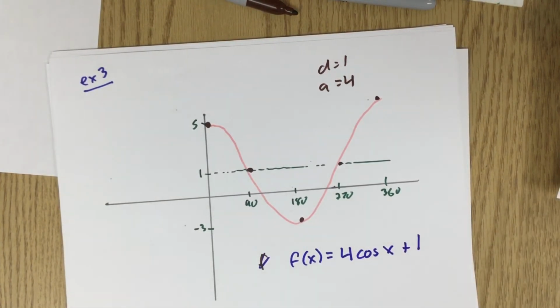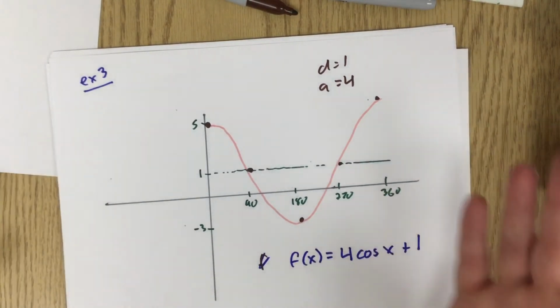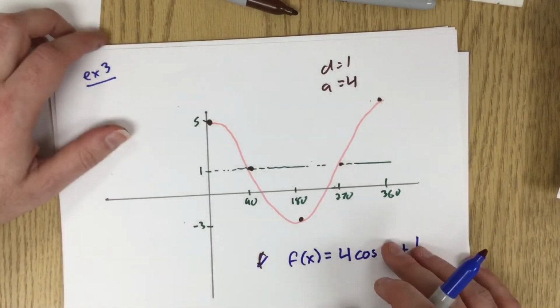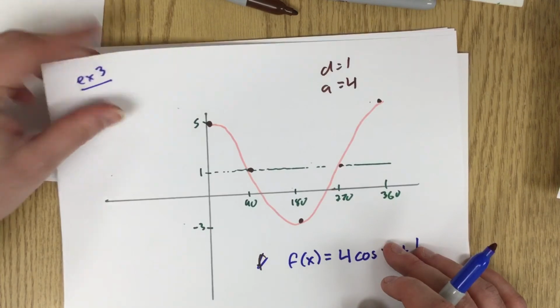You may be thinking that we could actually write this as a sine graph instead. I mean, how did we know that this was a cosine graph? And the answer is we didn't. So I'll get to that in a little bit. That's a teaser of where we're going with this.